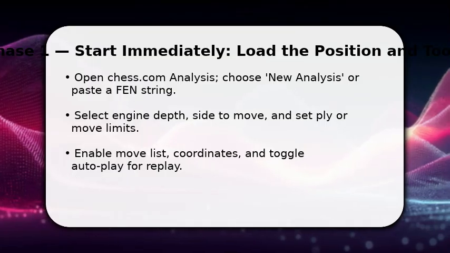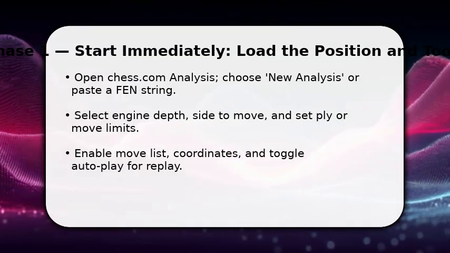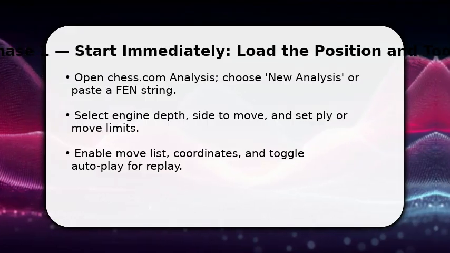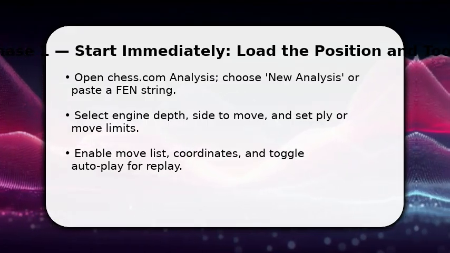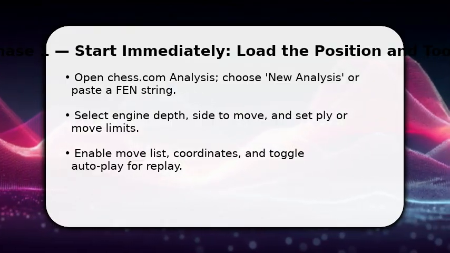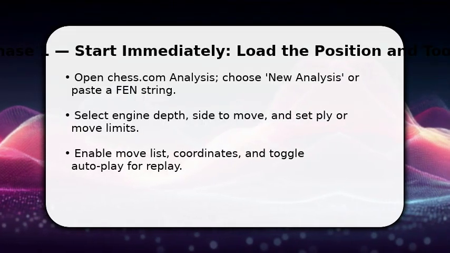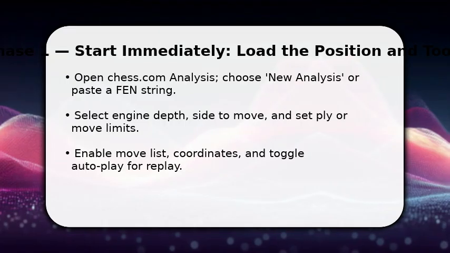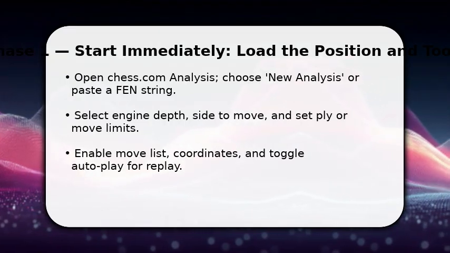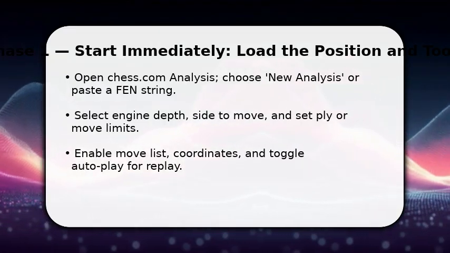You start by loading the exact position, paste a FEN or import a game file, then press Enter. Once done, choose engine strength and depth so analysis reflects your goal. Make sure to set side to move and limit ply or moves for targeted evaluation. Also enable the move list and board coordinates for clarity. These options speed up pattern recognition. Finally, toggle autoplay when you want to watch the line at human pace, not lightning fast.